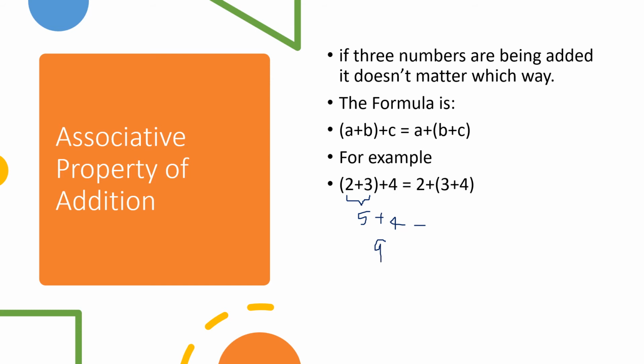The other way, 3 plus 4 is 7, and 7 plus 2 is 9. So no matter which way the parentheses are, and no matter which way you add these numbers, you would still get 9 as your answer.